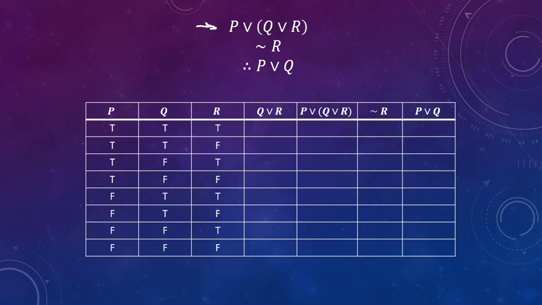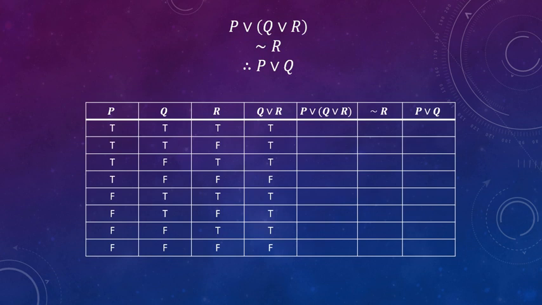So let's start off with going through this truth table. Let's start to fill in these columns. So we're starting off with Q or R, just a basic disjunction of the second and third columns here. If you do that on your own, it's not that hard to see that the column Q or R goes T, T, T, F, T, T, T, F.